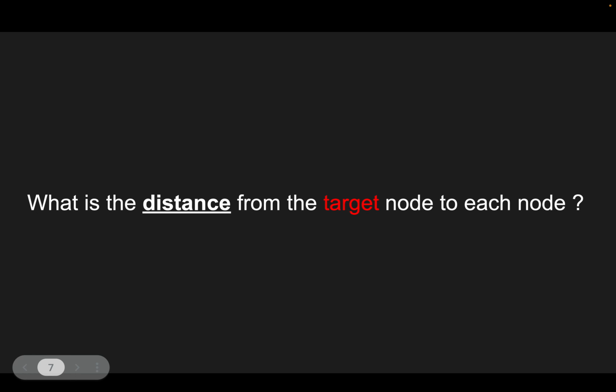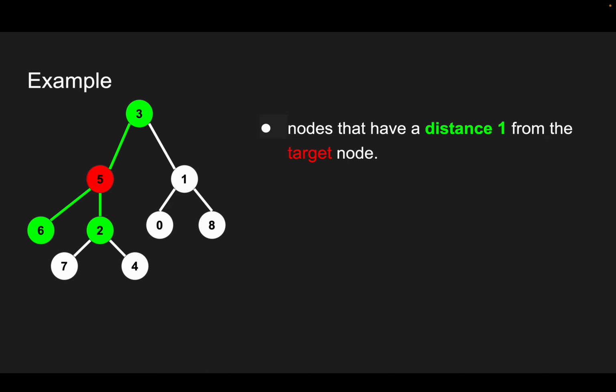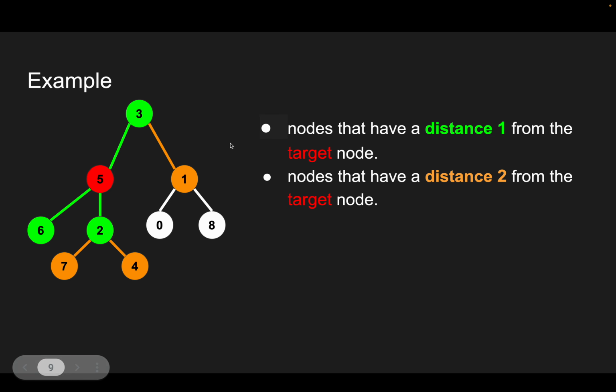So how can we acquire the distance from the target node to each node? By definition, it is the number of edges between two nodes. It's the distance between the two nodes. So nodes that have a distance 1 from the target node are 3, 2, and 6. And nodes that have a distance 2 from the target node are 1, 7, and 4.